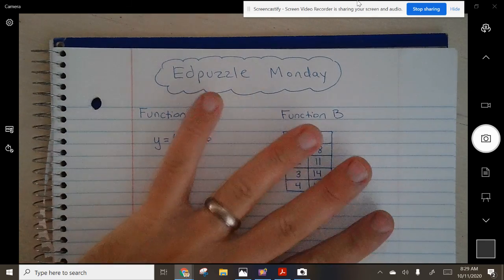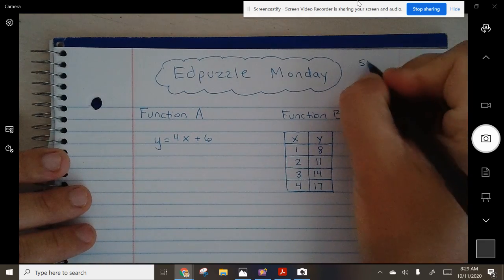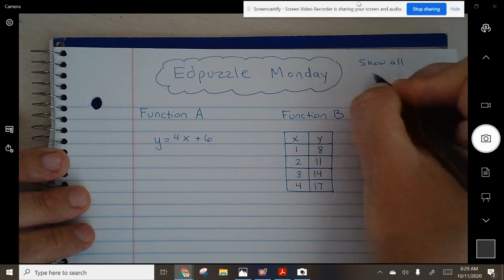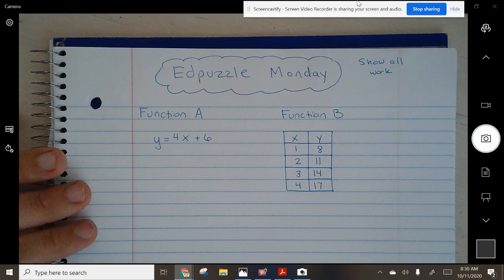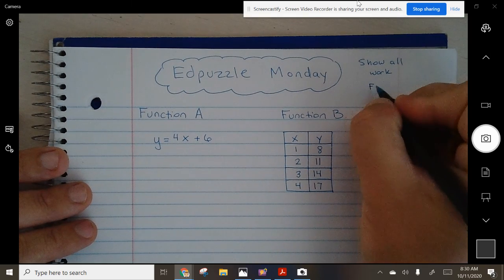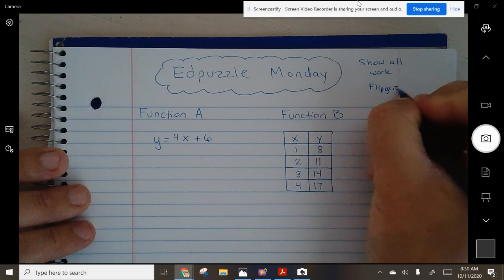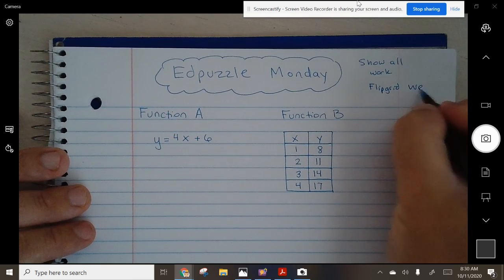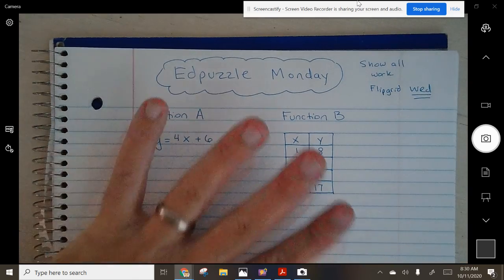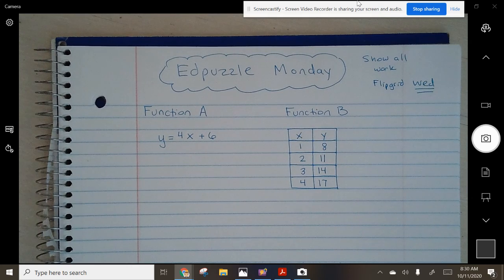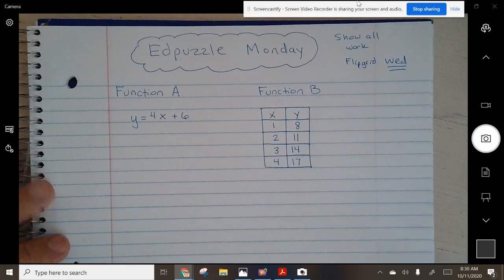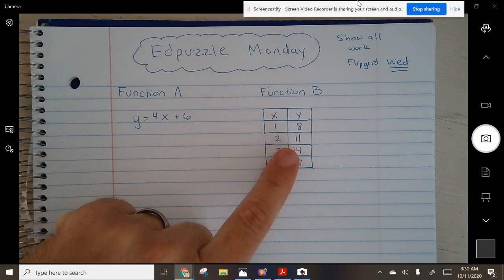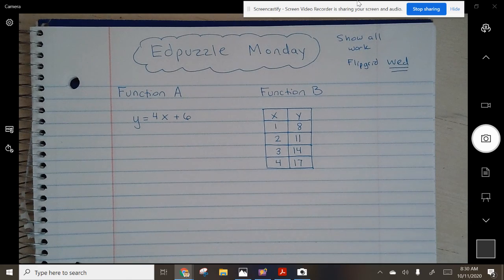Now, this work, show all work, because I'm going to make you do a Flipgrid on Wednesday with this work. You're going to have to show me all of the work you did. That's on Wednesday, okay? So you have to show me that you wrote this down. So take some time right now, write this all down, and then I'm going to ask you to tear this apart and give me something with it. And you should know right away what to do.